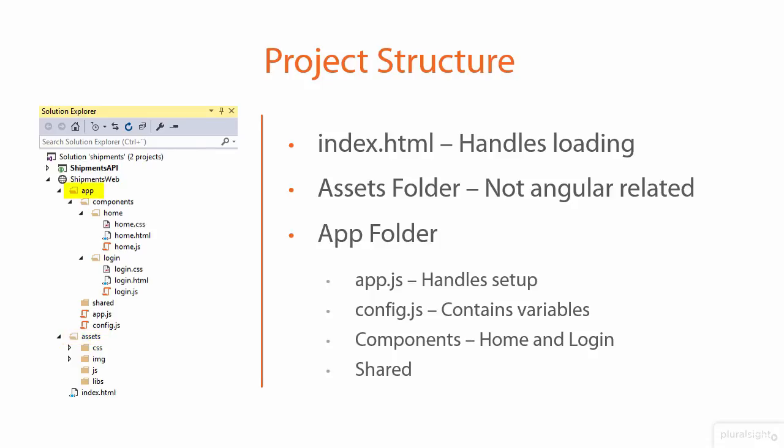The app folder is where the meat of your AngularJS app will live. We have 2 subfolders in here and a couple of JavaScript files at the root of the folder. The app.js file will handle the setup of our app, load in AngularJS dependencies, and root configuration.